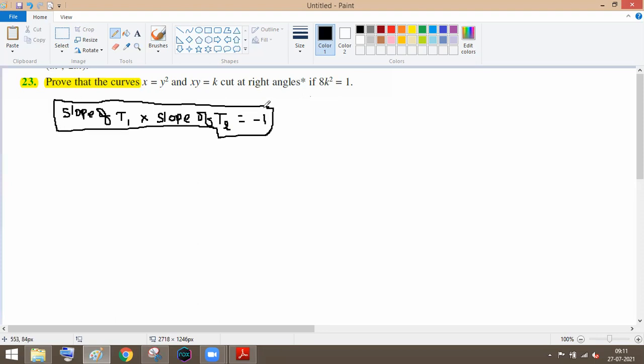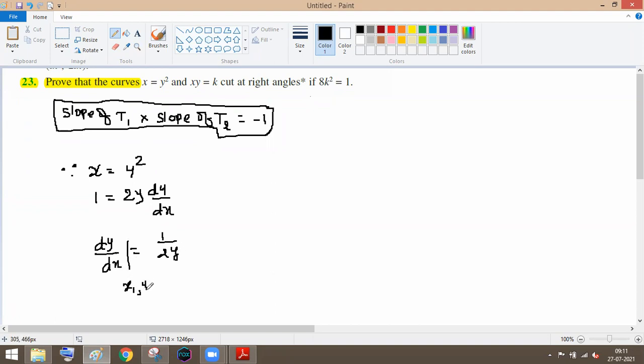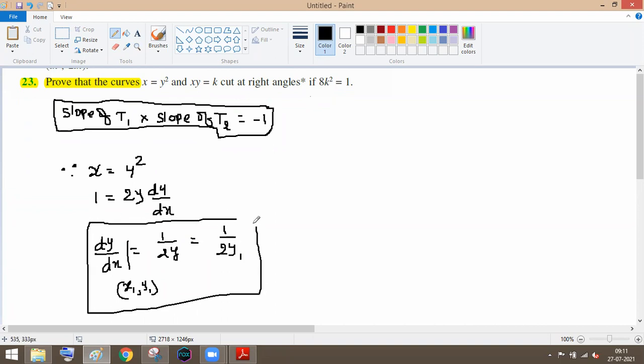So first we will calculate the slope of the tangent on the first curve and the slope of the tangent on the other curve. Since we have x equal to y square, if I take the derivative, the derivative of x is 1, then we'll get 2y into dy by dx. So dy by dx is 1 by 2y. But we have to calculate dy by dx at x1, y1. So this will be equal to 1 by 2y1. This is the first slope.